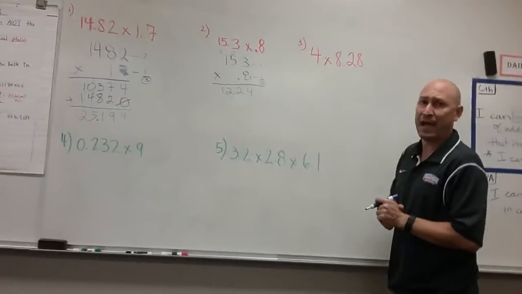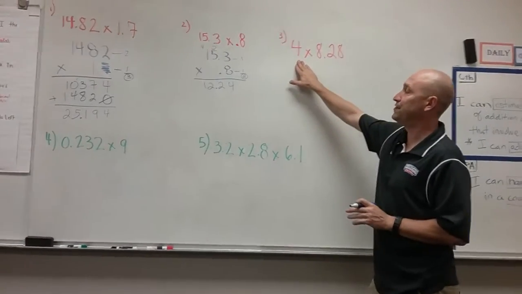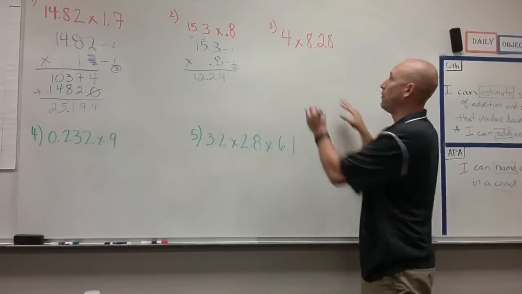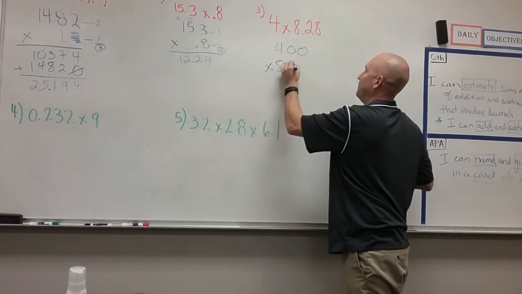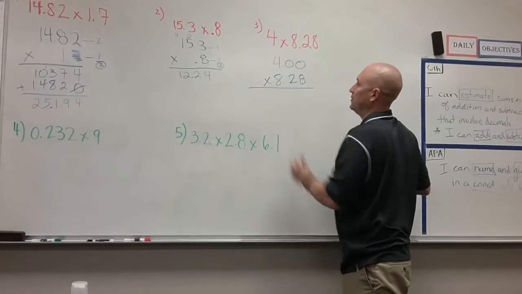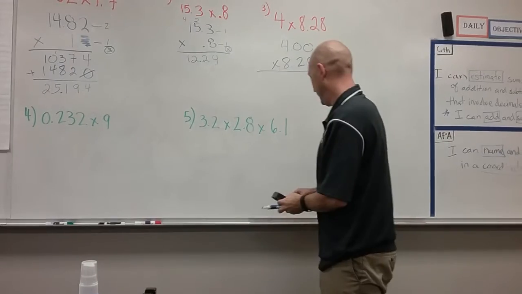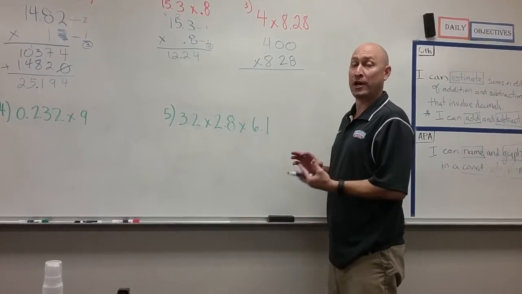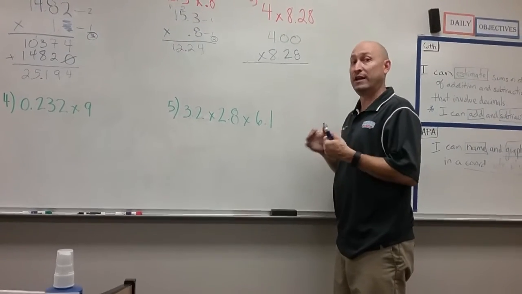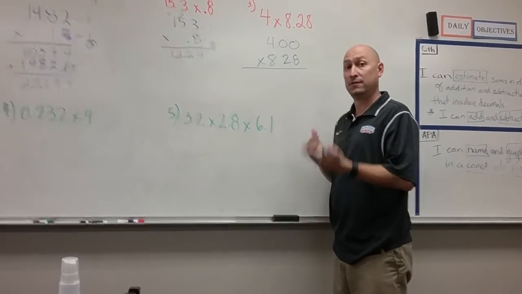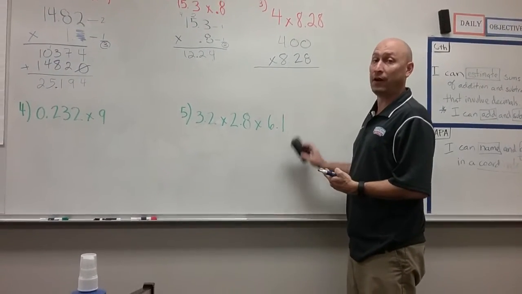Example 3, I've got a whole number now. Now I have an option right now. I can change this 4 into 4.00 and multiply it by 8.28 and set it up just like that. I could do that. Now, my philosophy is why do that and create more math to do, more digits to work with, these zeros? Chances are, if I've got more math to do, that's a greater chance of making a mistake. So in this case, I'm going to leave it a whole number.